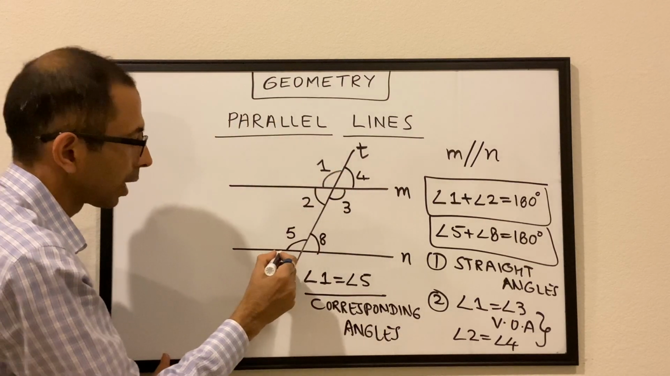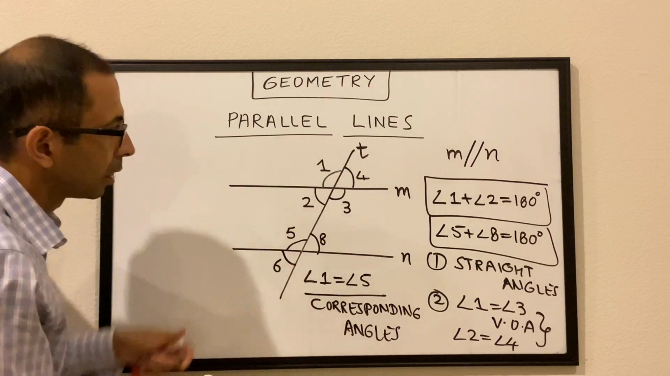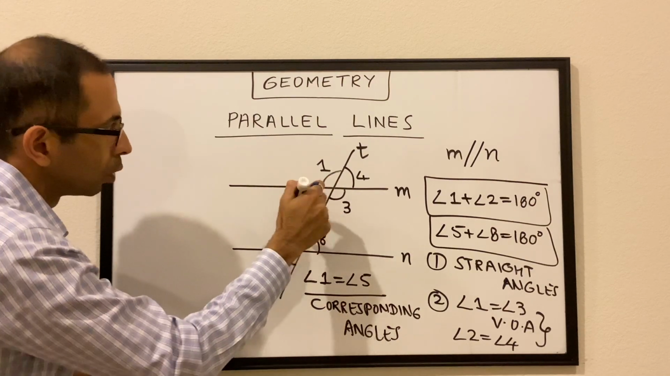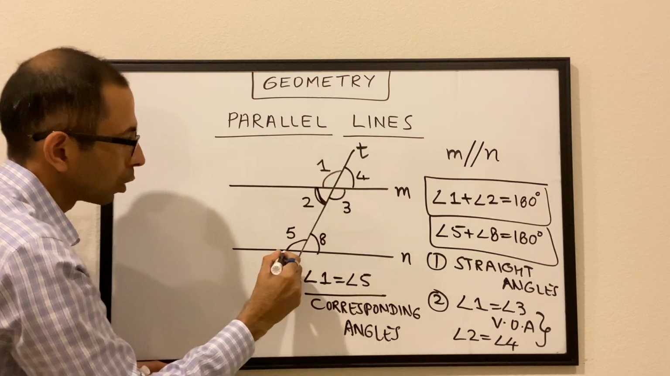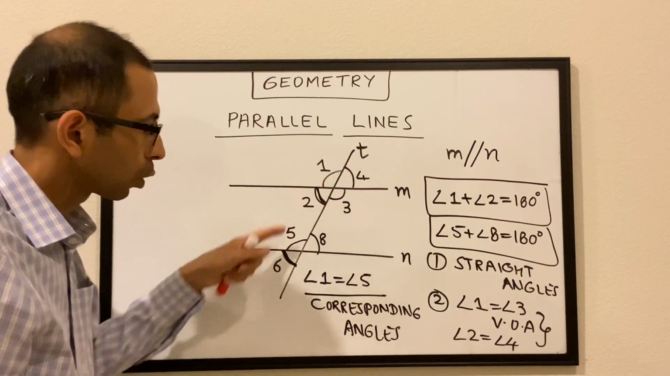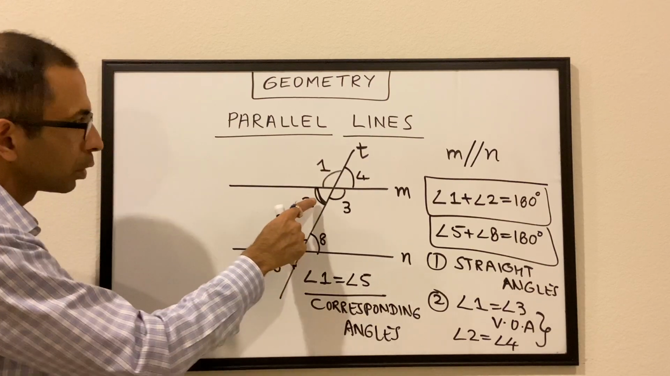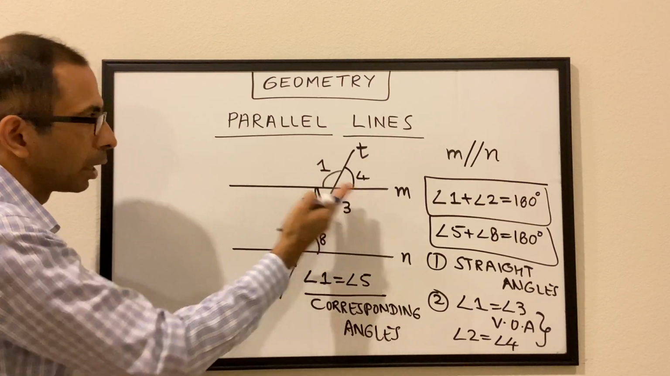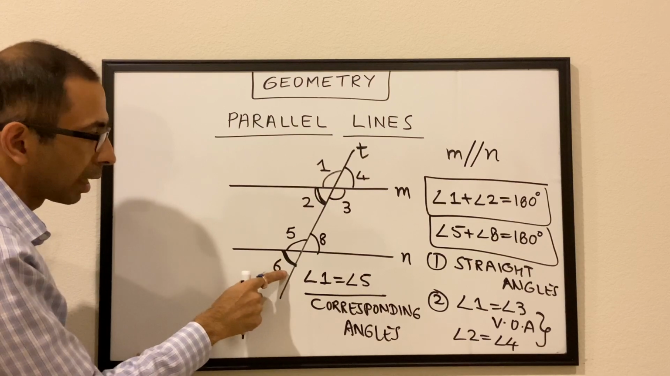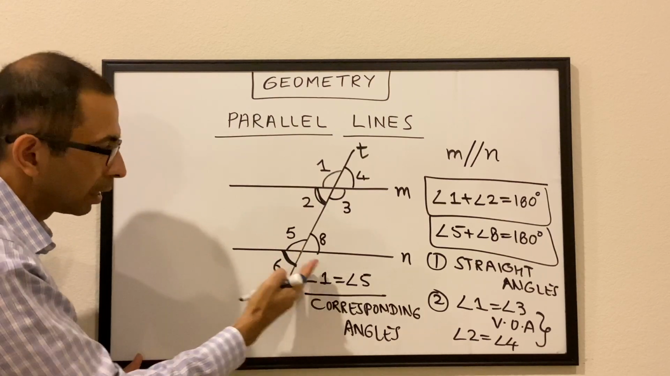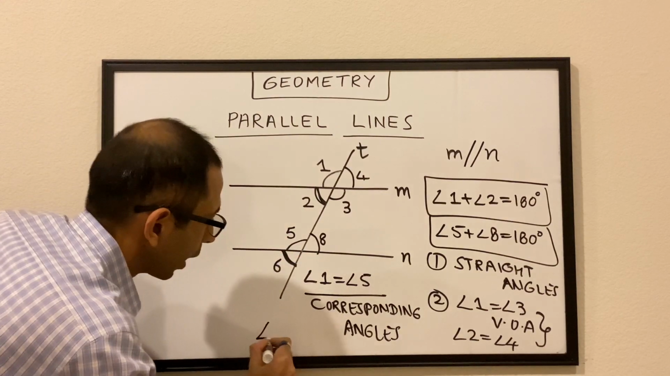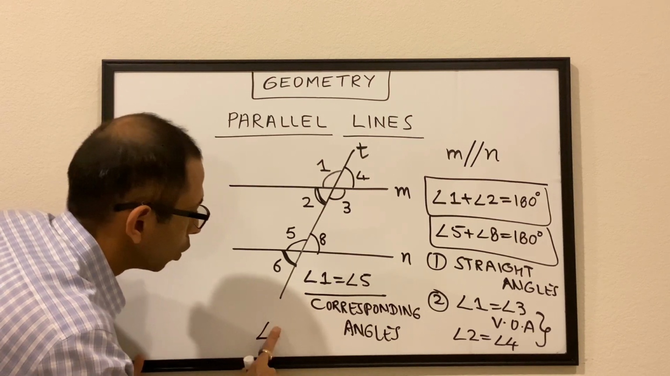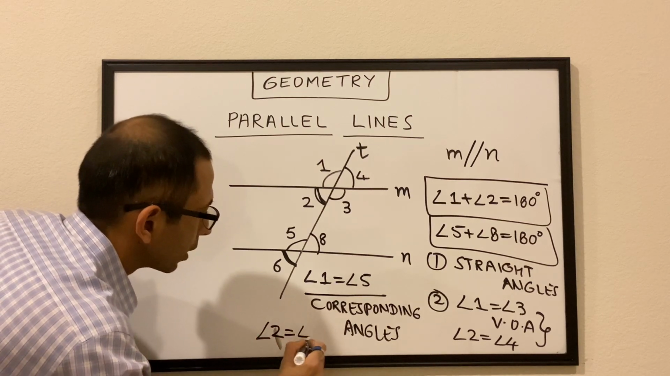Similarly, in this diagram, if this angle is 6, angle 2 is equal to angle 6. They are also corresponding angles because angle 2 is below the line M and to the left of T. Similarly, angle 6 is below the line N and to the left of T. So angle 2 is equal to angle 6.